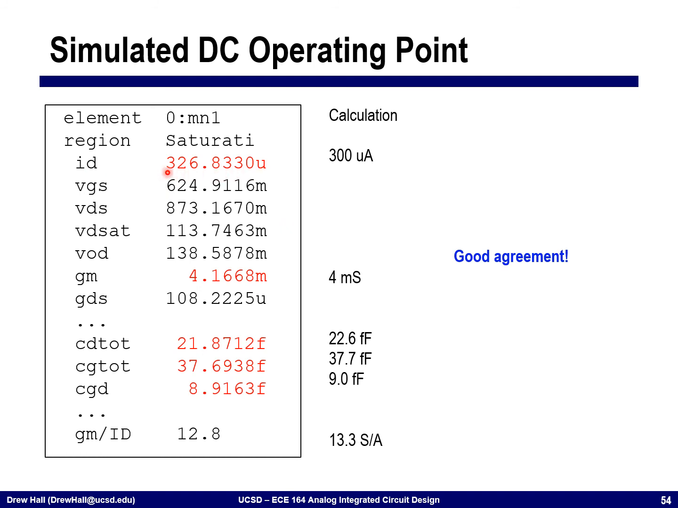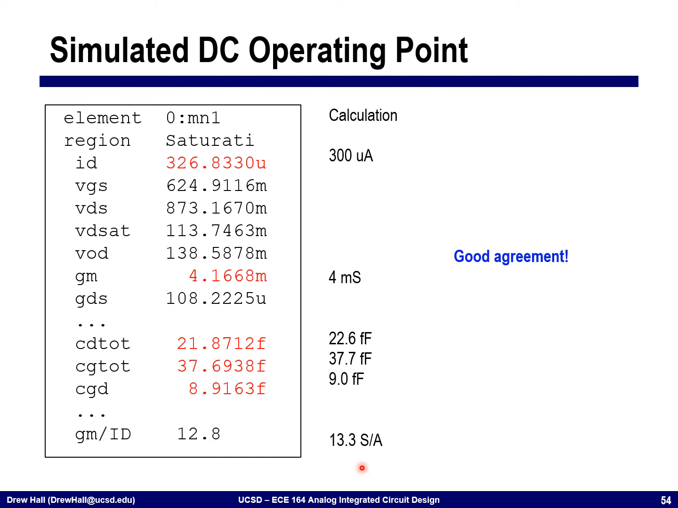ID, the simulation has 326 microamps. Our calculation was 300 microamps, so we're within 10%. gm was 4.16 millisiemens. We were aiming for 4 millisiemens. Again, we're within 10%. CDD, CGG, CGD, all of these were extremely close. The calculated gm over ID, we're within 10% on all of these, and we didn't try to influence anywhere we were on the design, and we also used a minimum channel length, which is, to be honest with you, the worst case for a lot of these parameters.